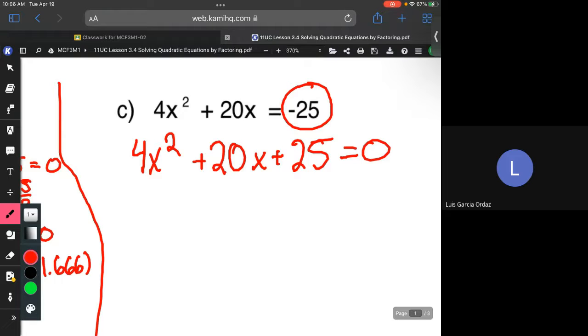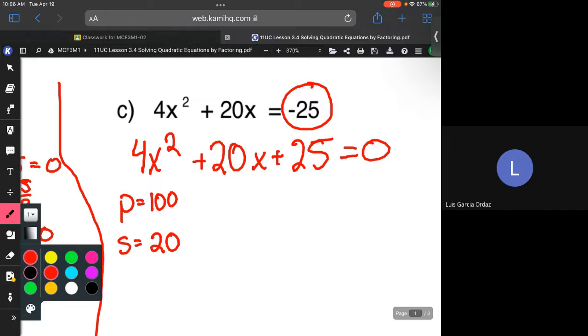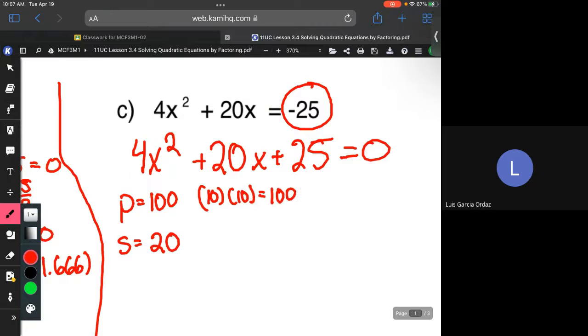What do I get when I take 25 and divide it by 2? Never mind. So I can't factor out a greatest common factor. So now I have to use sum and product. So you multiply 4 and 25 to get 100. What's my sum? 20. Okay. So two numbers that multiply to 100 and add up to 20. 10 and 10. So 10 times 10 is equal to 100. 10 plus 10 is equal to 20.